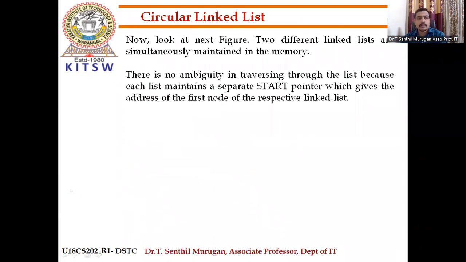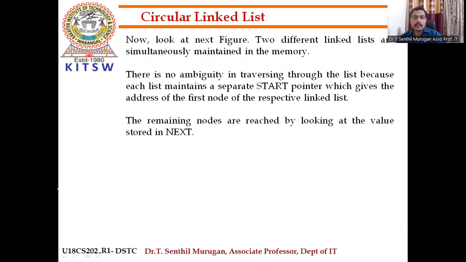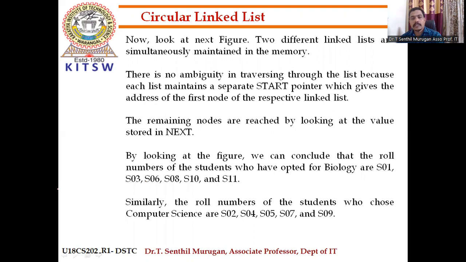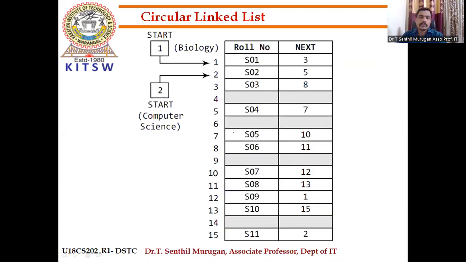Okay. There is no ambiguity in traversing through the list because each list maintains a separate start pointer which gives the address of the first node of the respective linked list. The remaining nodes are reached by looking at the values stored in the next field. For example, in case of two linked lists stored consecutively, we already know that this is the address. The biology students: student 1, student 3, because the next address is 3, the next address is 8. So 8 has S06 and the next address is 11. So 11 has S08, so the next address is 13.